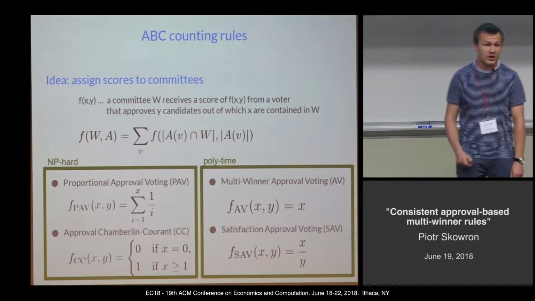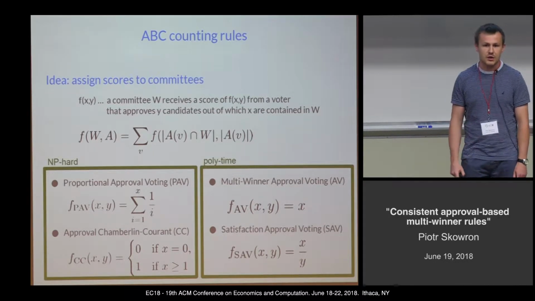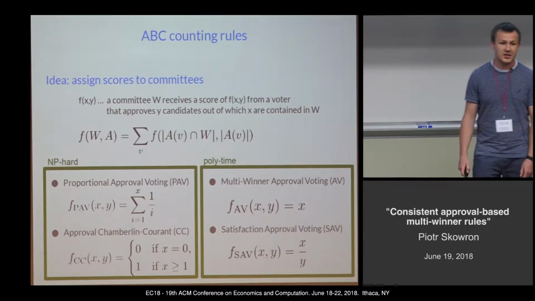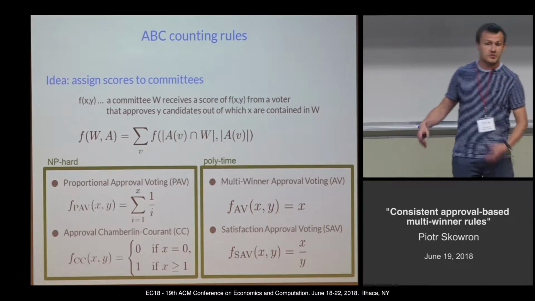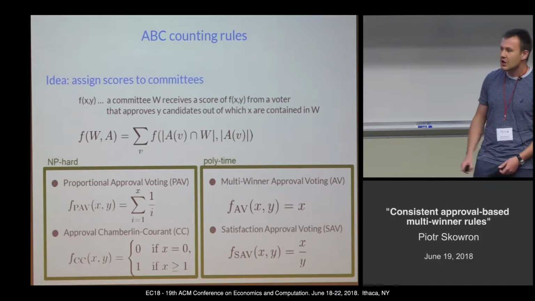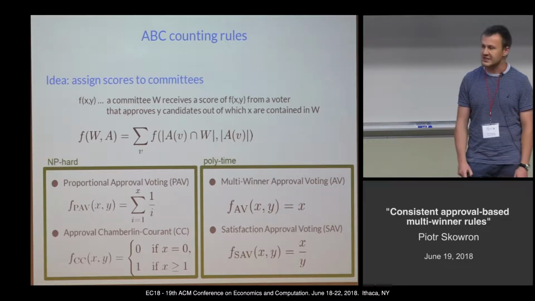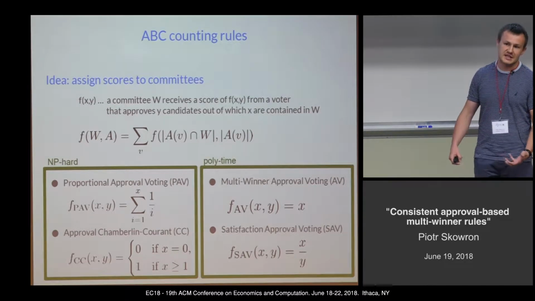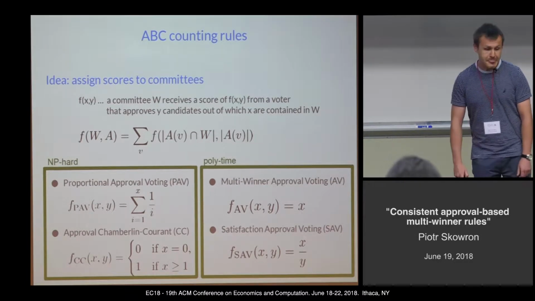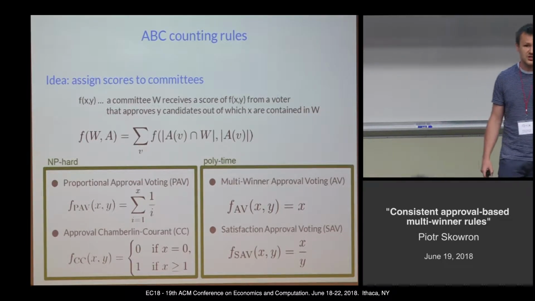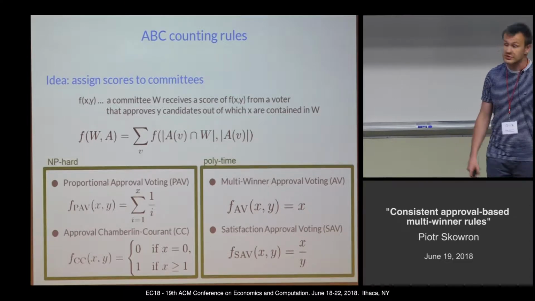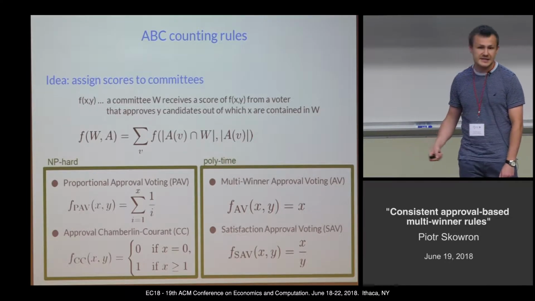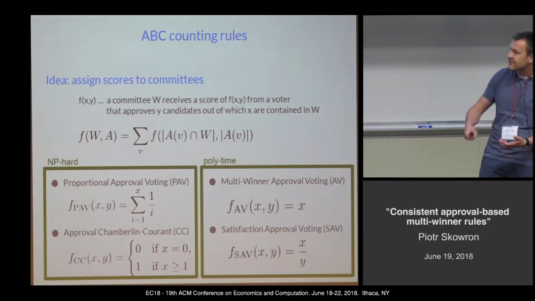Given such a function, we can compute the score that a committee receives by summing up the number of points that it garners from all the voters. And such a function, f(x, y), defines a corresponding ABC ranking rule, which ranks committees according to the number of points that they receive in total. And additionally, it also defines the corresponding choice rule, which selects the committees with the highest score. So this class is pretty large and contains a lot of known ranking rules and choice rules. Examples include proportional approval voting, where this score is defined as the x-th harmonic number.